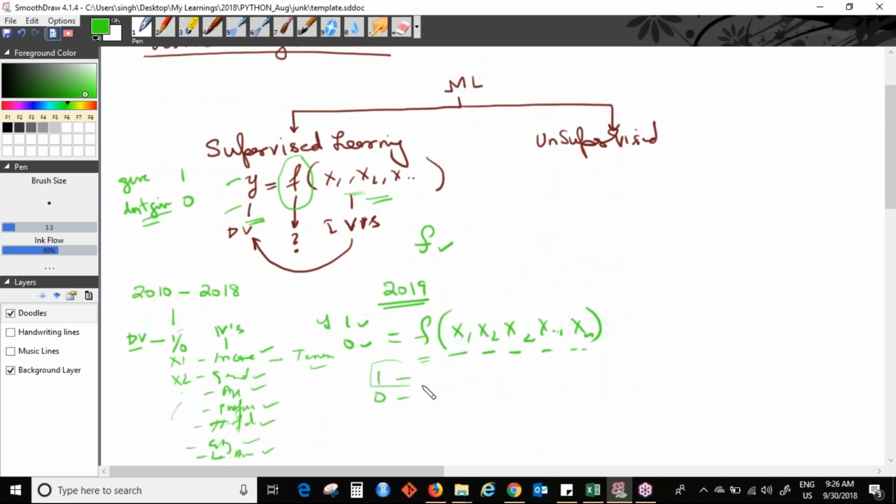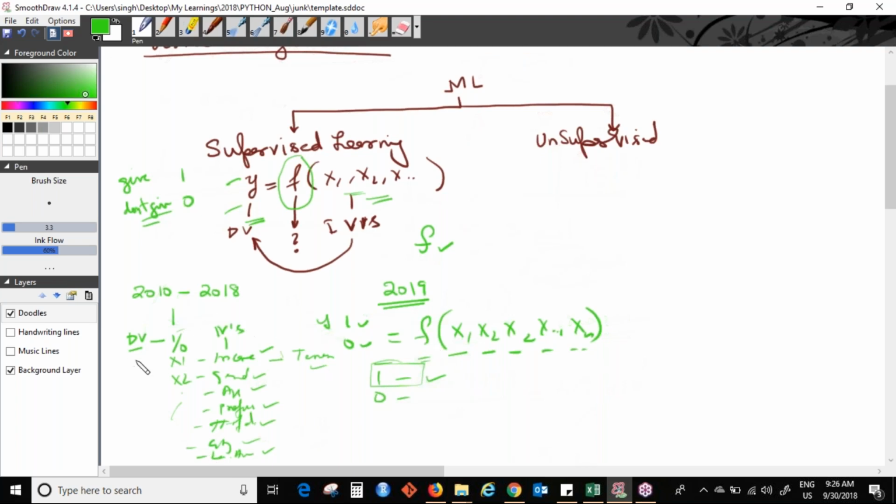So this equation will be called the model. 1 means the function is telling me that this person will probably pay his loans. 0 means the function is telling me that this person will probably not pay his loans. So I can easily rely on this function to tell me who will return their loans and who will not. So this is how predictions are made.